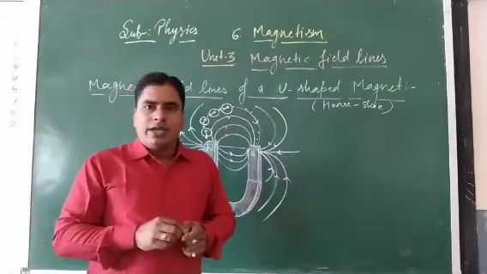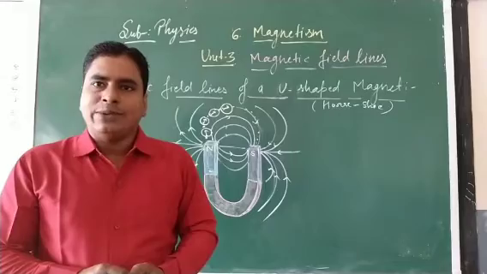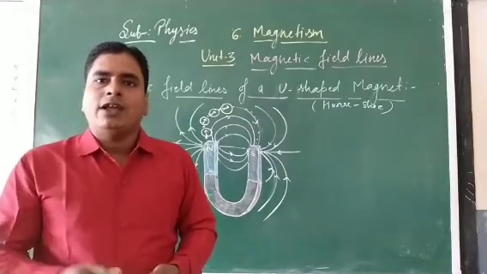Clear, students? So try to understand this point, the magnetic field lines of a bar magnet and a U-shaped or horseshoe magnet. Any doubt you can ask in the next class.